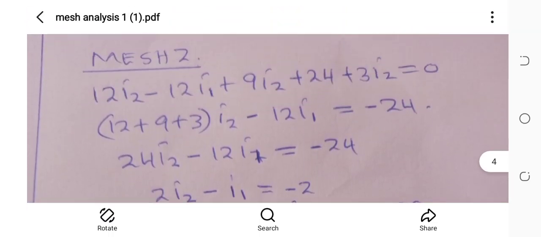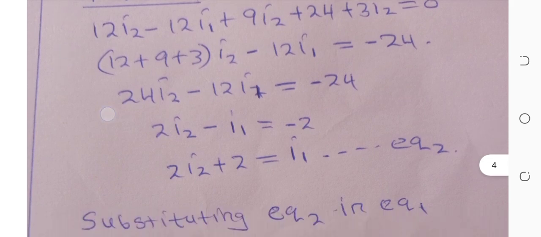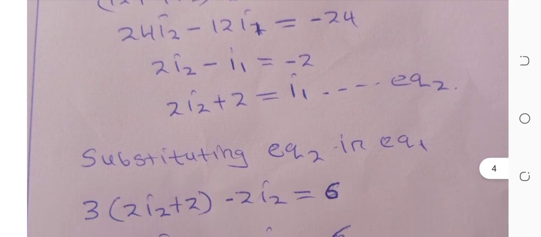To solve it, when you collect like terms, you get 24i2 minus 12i1 equals negative 24. Dividing through by 12, you get 2i2 minus i1 equals negative 2. So we have 2i2 plus 2 equals i1.